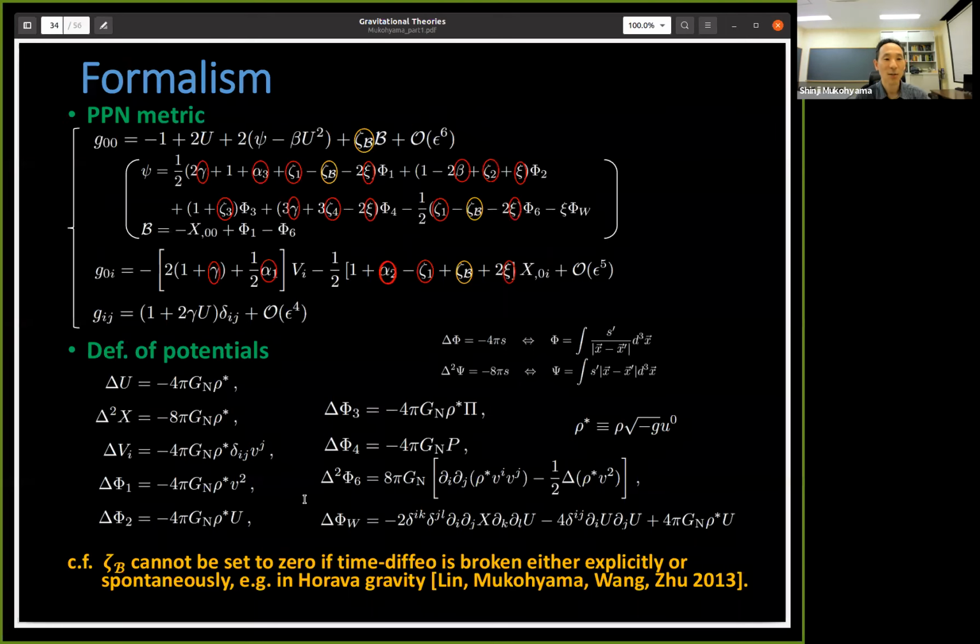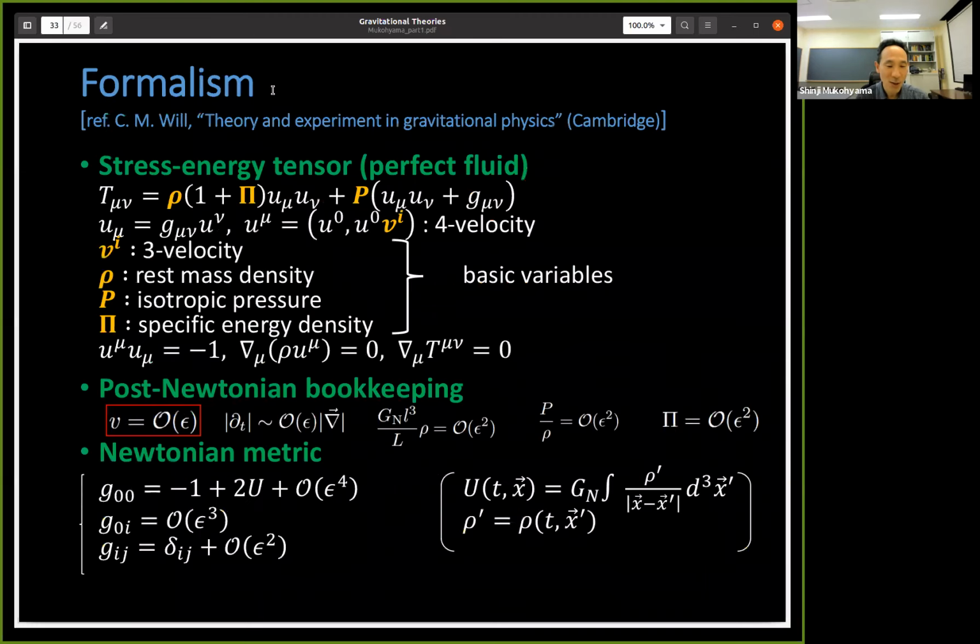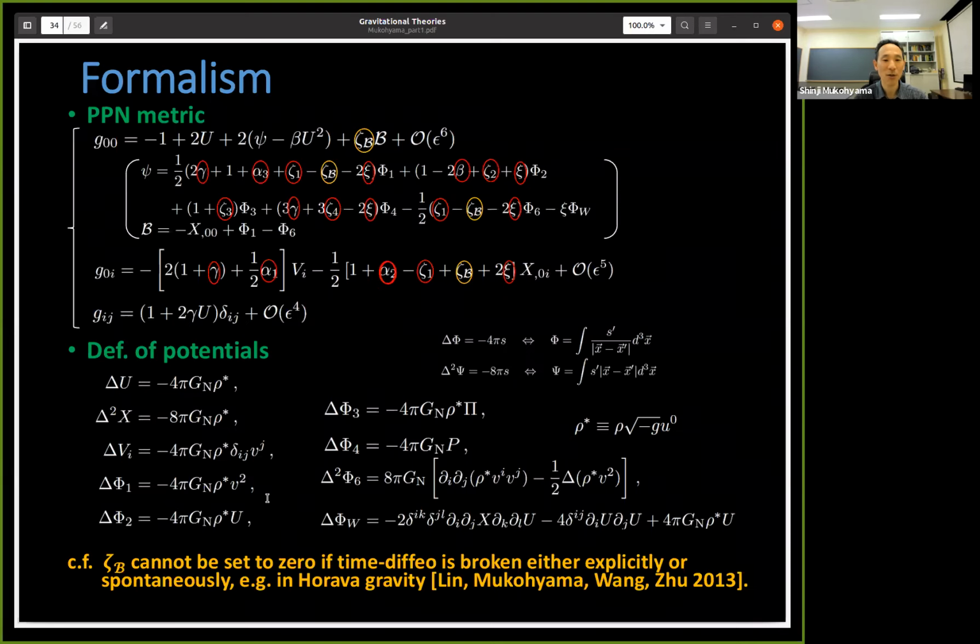Now, let's move on to the formalism. So we need to consider higher order corrections with respect to epsilon. Okay, so this is Newtonian. So we go to the post-Newtonian. So this is order epsilon^0, epsilon squared.